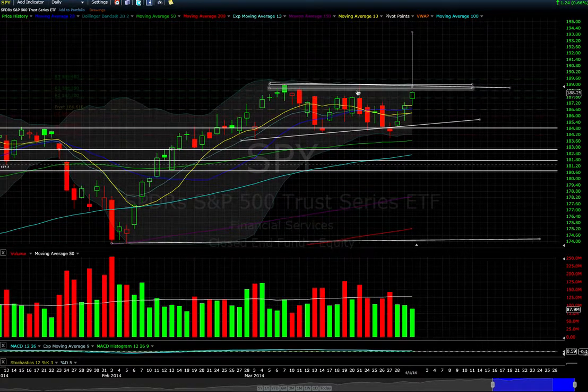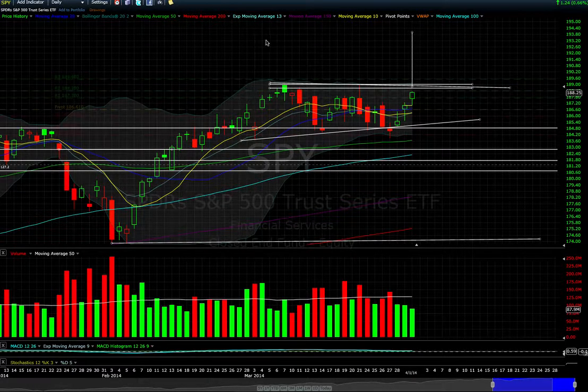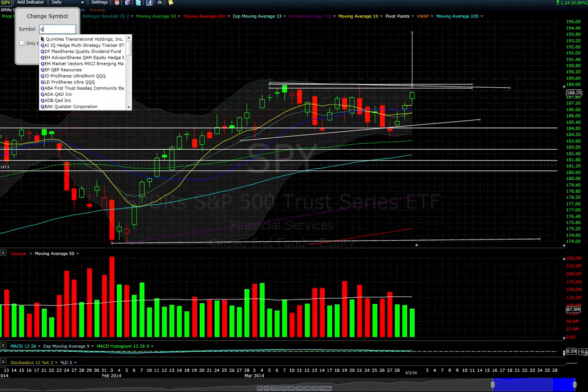But right now we did break. If we measure it as a triangular pattern, it broke out. So let's see if it could break this resistance here, which is the current 52-week highs, all-time highs in the SPY. Let's go to the Qs.